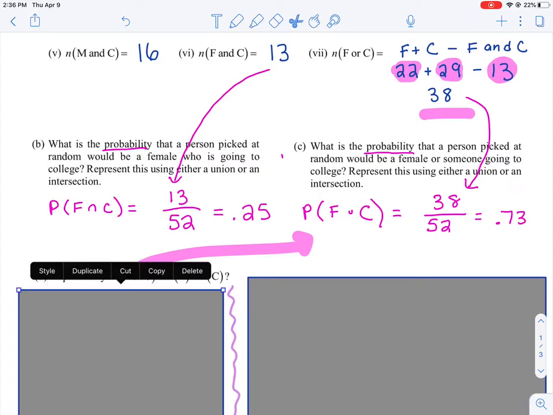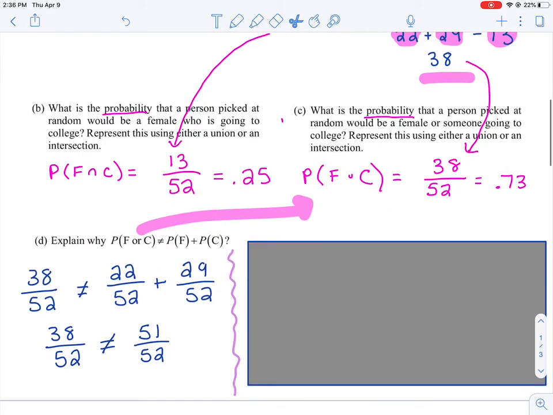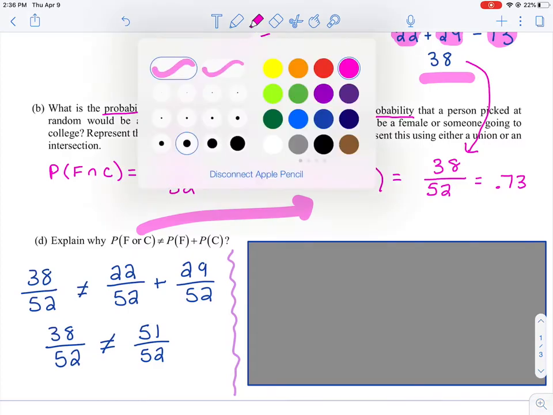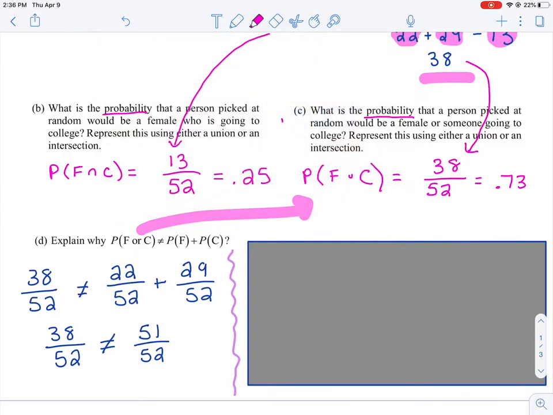So I just kind of wrote it out with the probabilities of what they're talking about. This is the probability of female or college. This is the probability of female. And why can I not take that and add it to the probability of college to get this or?